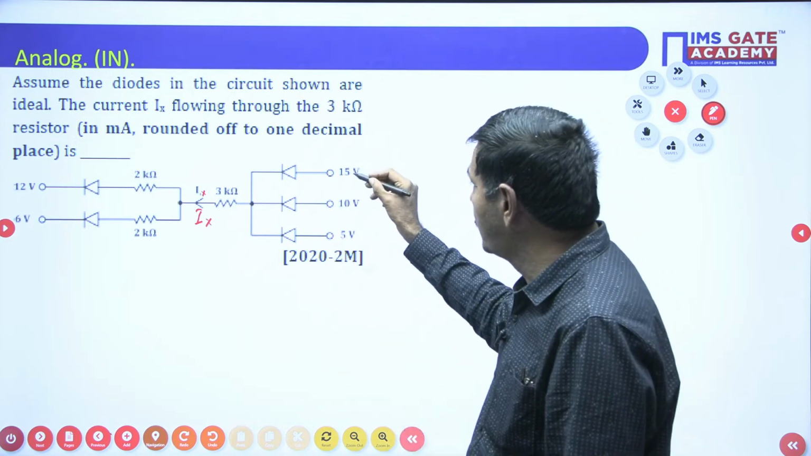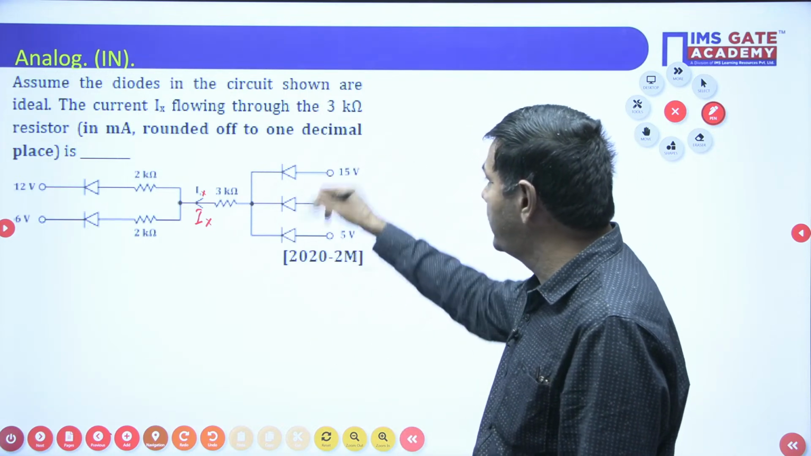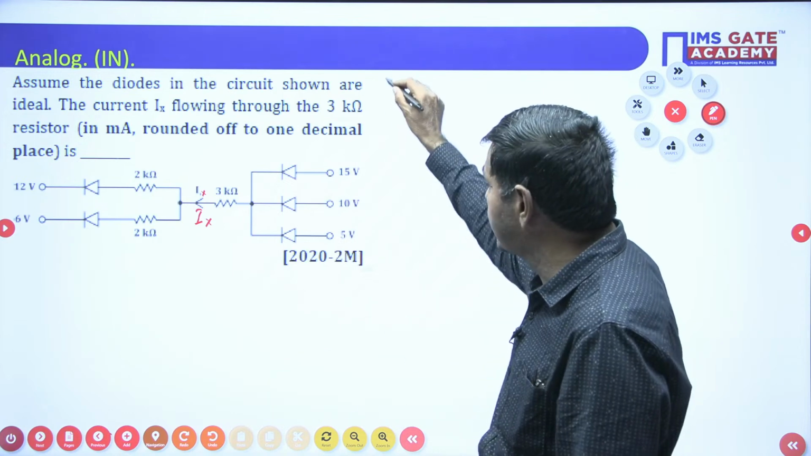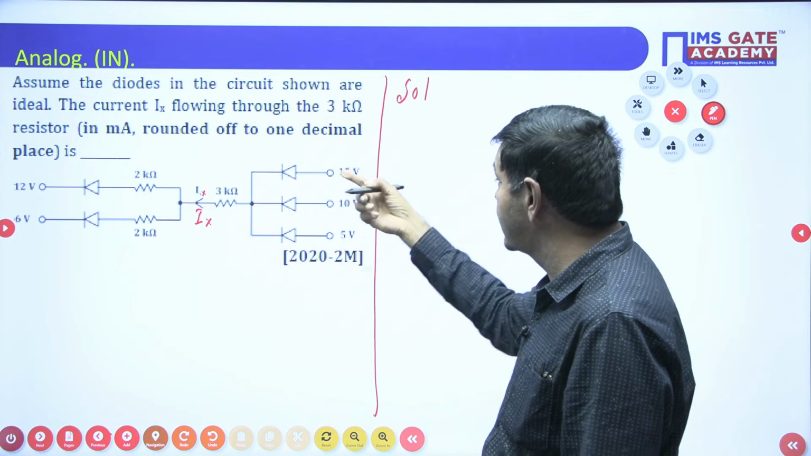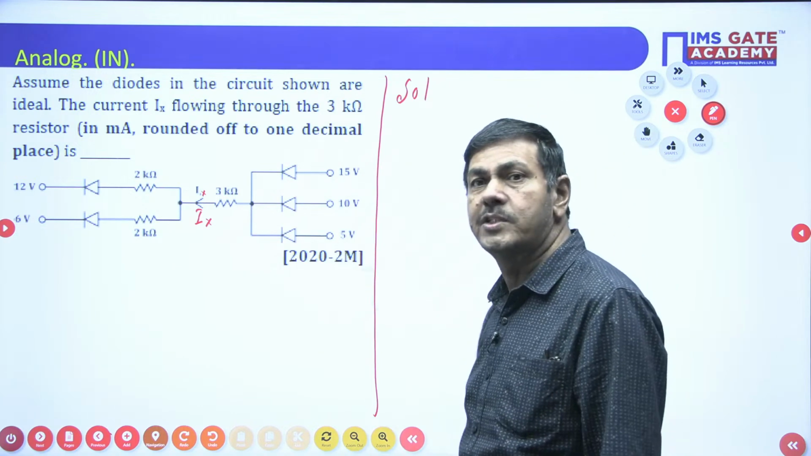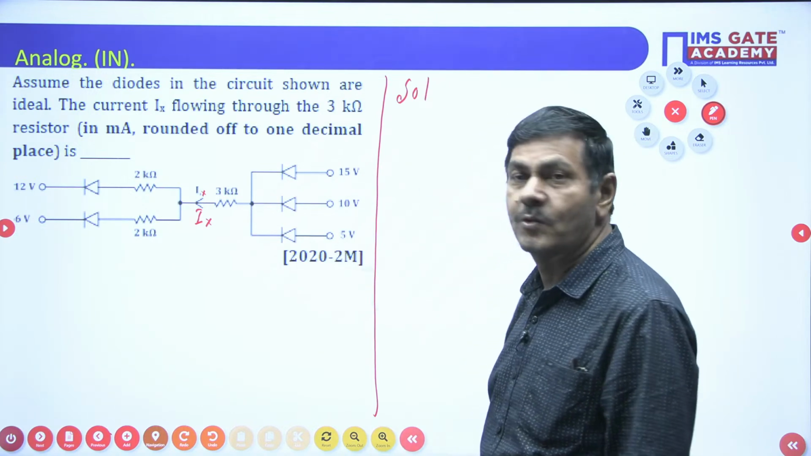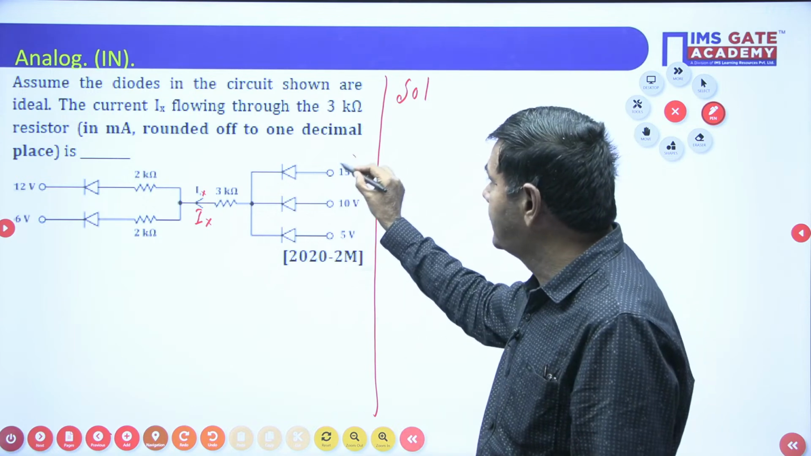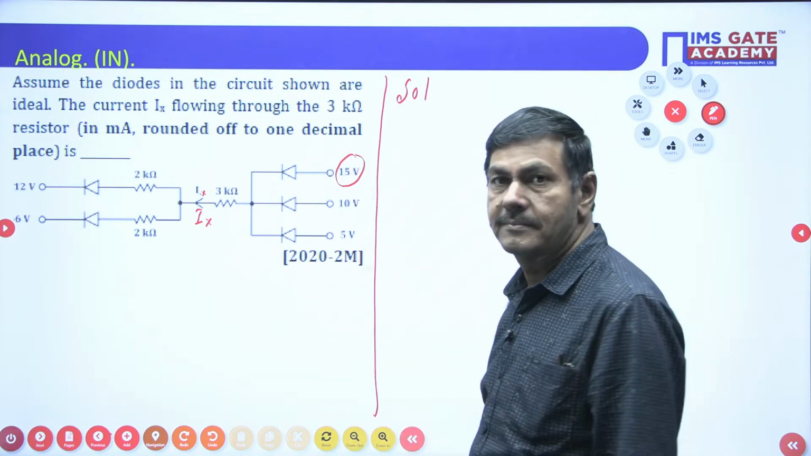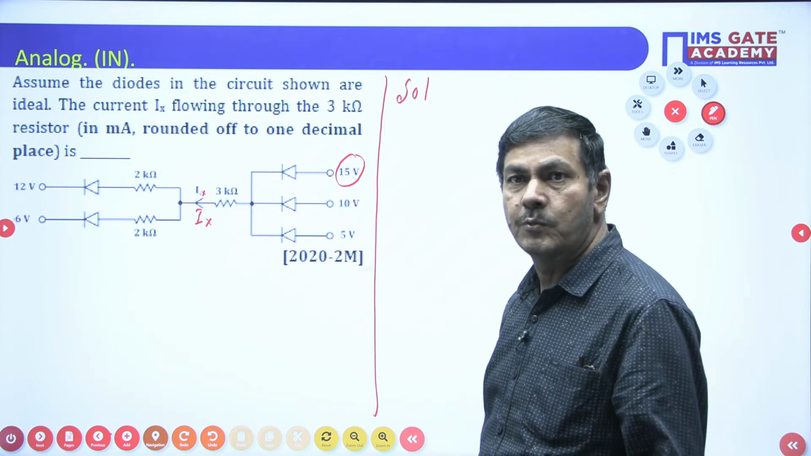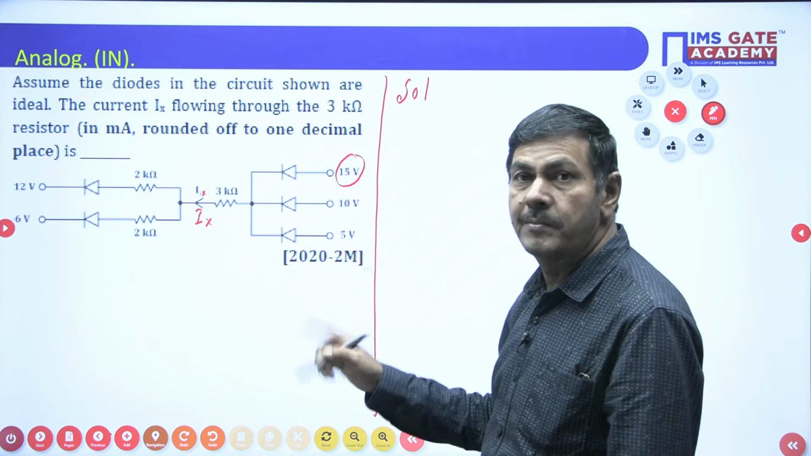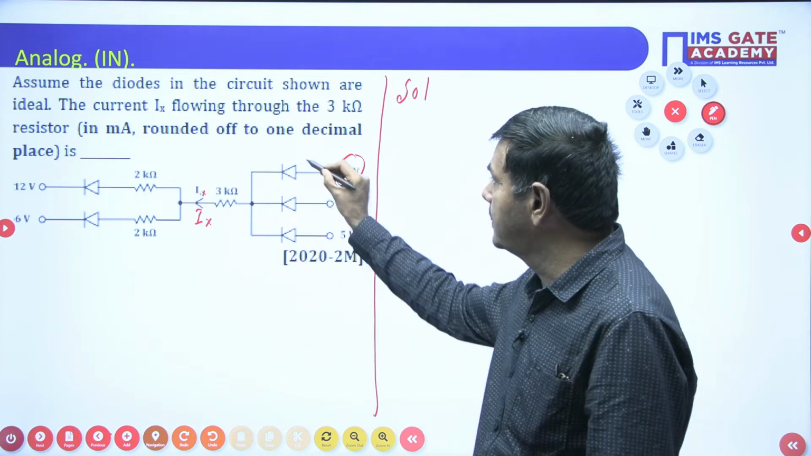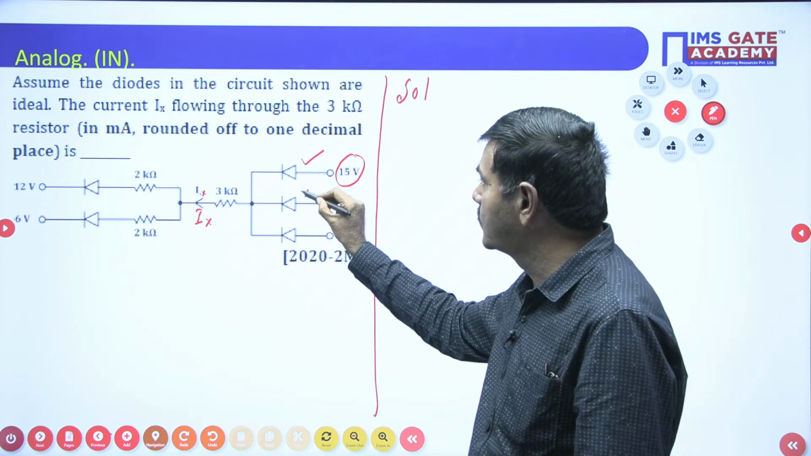So here the input voltages are given, 3 of them. Which diode will be on? You must check which diode has the higher input voltage. That will be on. The diode which has the higher input voltage will be in the on state. The rest of the diodes will be in the off state. I mean, this diode is on, and these 2 diodes will be off.